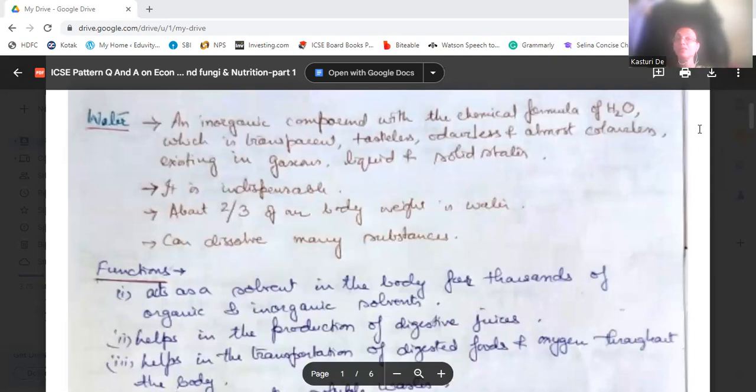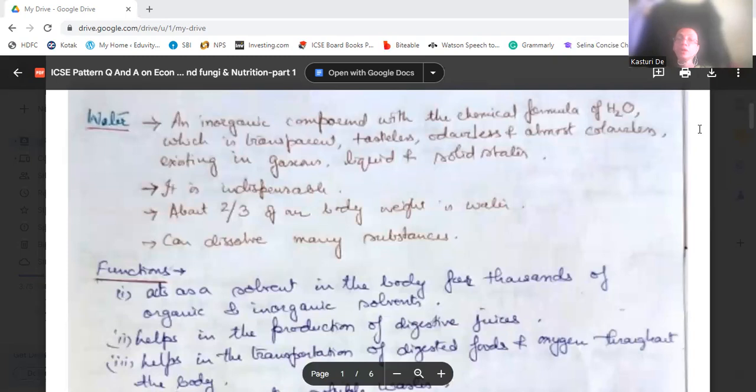Okay, water is an inorganic compound with the chemical formula H2O. So we have learned in chemistry that the formula is H2O, that is, two atoms of hydrogen and one atom of oxygen combined to form water. It's a compound which is transparent, tasteless, odorless, and almost colorless. It exists in 3 states: gas, liquid, and solid. Gas is water vapor, liquid is water, and the solid state is ice.